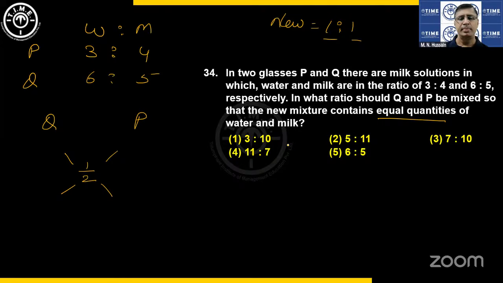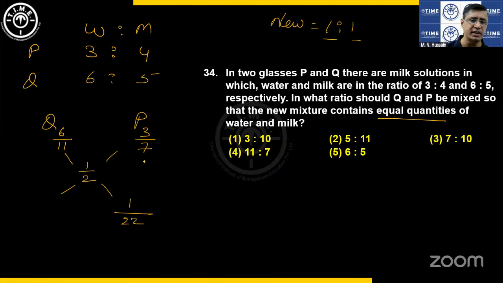Now, you take either water or milk from these vessels. So I'm discussing with water. So in Q, what is the water? 6 by sum of the ratios. What about the P? 3 by sum of the ratios. Now we're doing simplification. What is the difference? 6 by 11, 1 by 2. 22 is the LCM. 2 into 6, 12, 11 into 1, that is 11. 12 and 11, difference is 1.